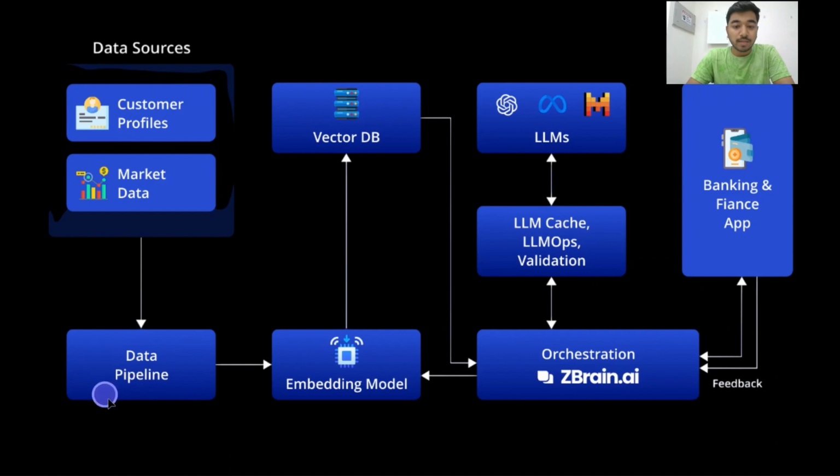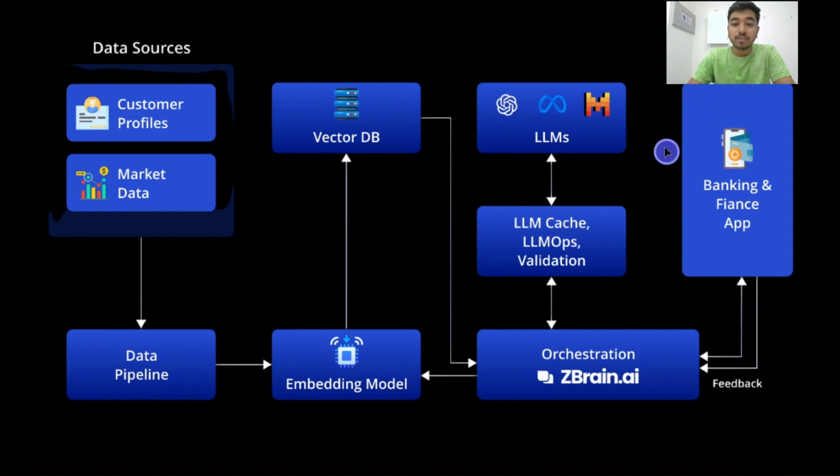Second is data pipeline and embedding model. This raw data flows into the data pipeline, which cleans, transforms, and prepares it for use. An embedding model then converts textual or structured data into numerical vectors, which are stored in a vector database for efficient querying and retrieval. Step 3, which is LLM integration.